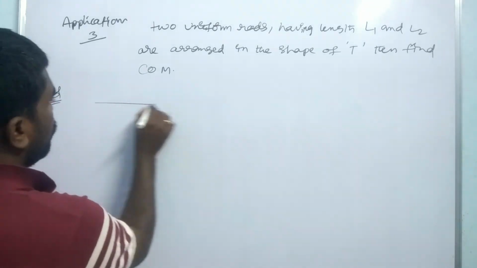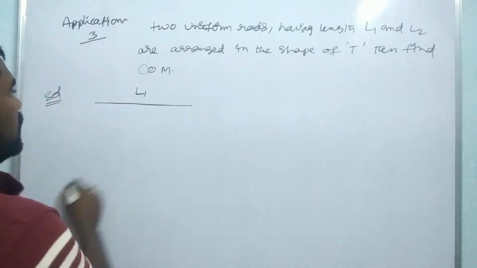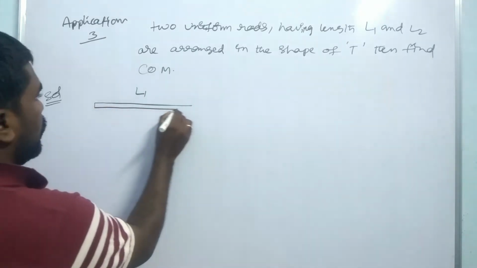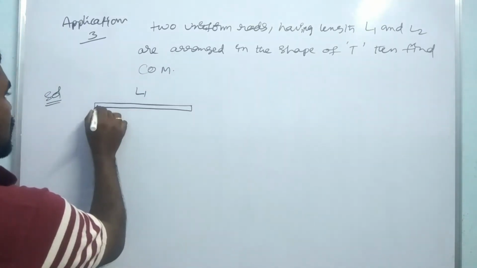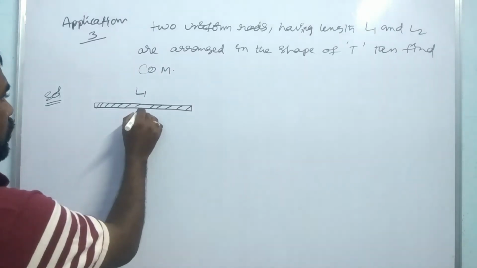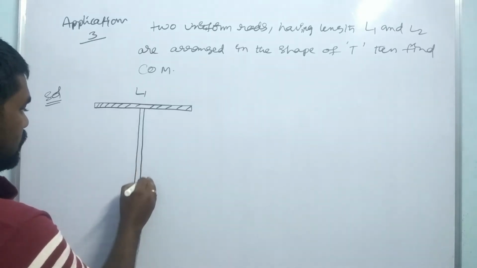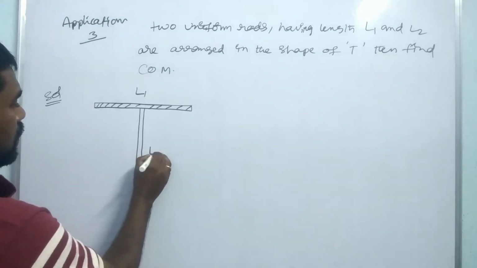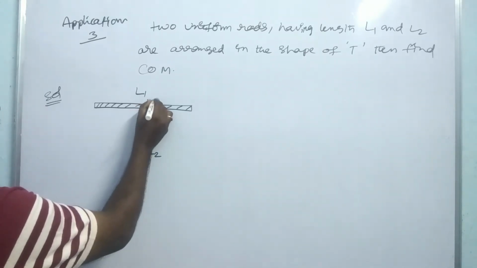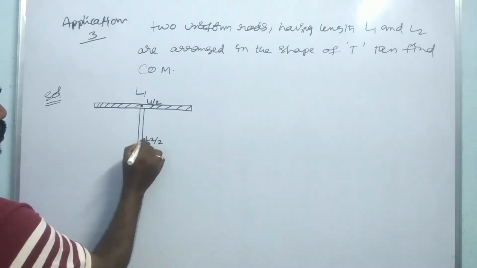So two uniform rods are there. This is the first uniform rod, which has length L1, and one more uniform rod we have to arrange in the shape of T. This one has length L2 here. The center of mass for the first rod is L1 by 2. The center of mass for the second rod is L2 by 2.